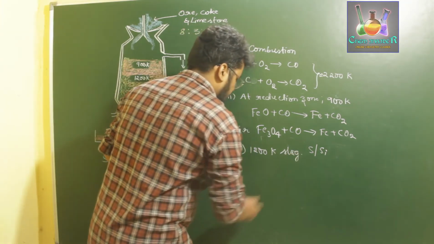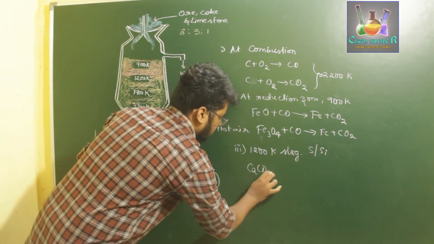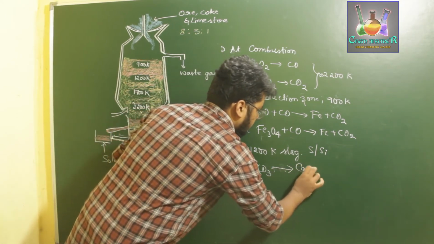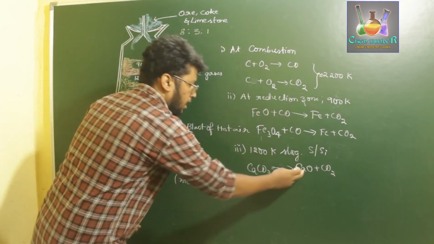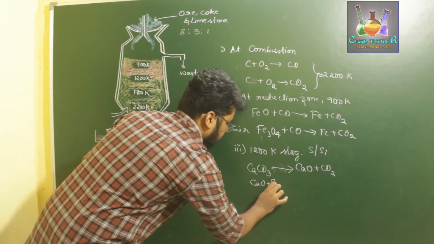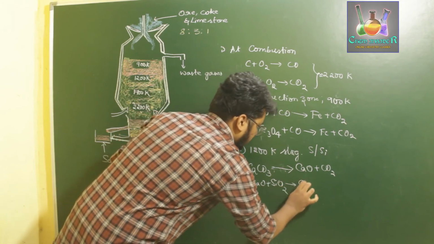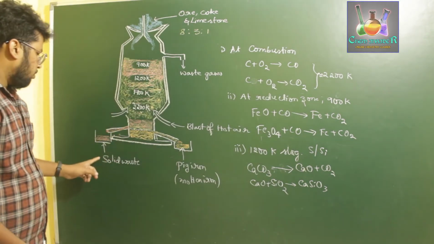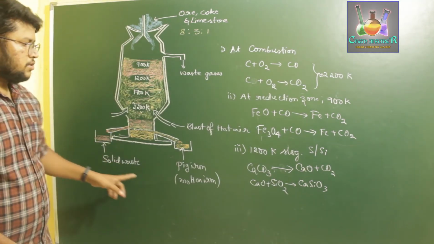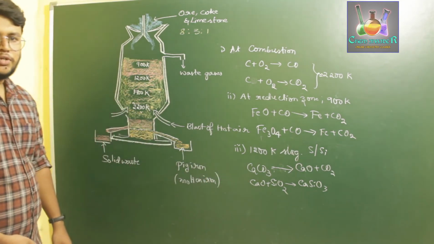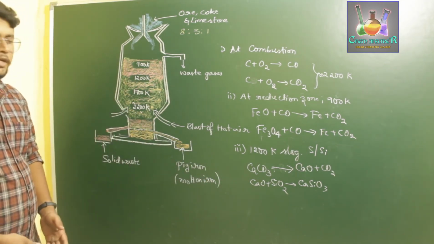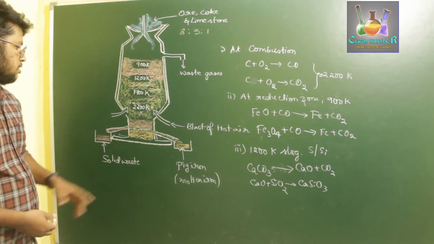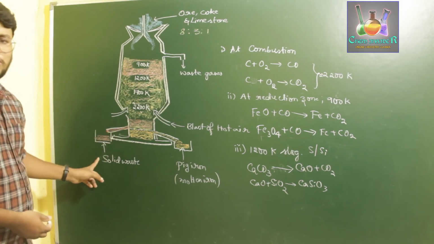The limestone which we add is calcium carbonate. This calcium carbonate undergoes decomposition at this temperature to form calcium oxide and carbon dioxide, and this calcium oxide reacts with silicon dioxide to form calcium silicate, CaSiO3. On melting, this is removed as solid waste. So these silicate or sulfur impurities are removed by treating them with limestone, which acts as a flux with the gangue and forms a slag. This slag in molten state is removed as solid waste.